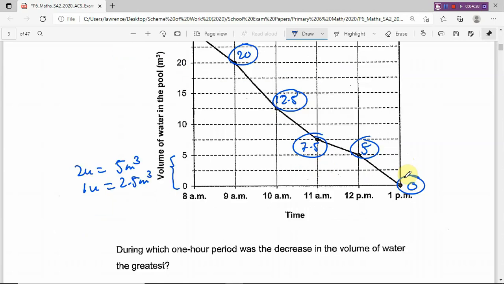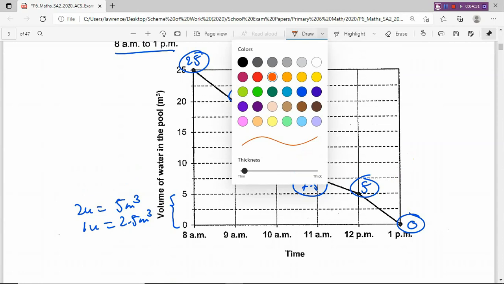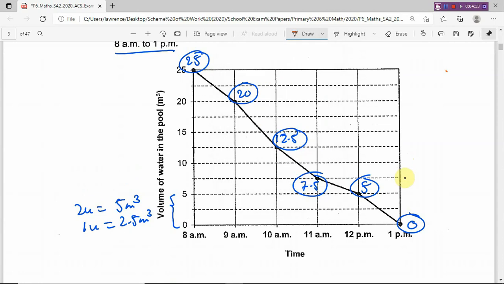Alright, so what did the question say? So during which 1 hour period was the decrease the greatest? So what you have to do is, you will have to find the decrease. So to find the decrease, this is how you find. You have to take 25 minus 20, that is a decrease of 5. 20 minus 12.5, that is a decrease of 7.5 meter cube. 12.5 minus 7.5, that is a decrease of 5, right? And then 7.5 minus 5, that is a decrease of 2.5. And then 5 minus 0, that's a decrease of 5.